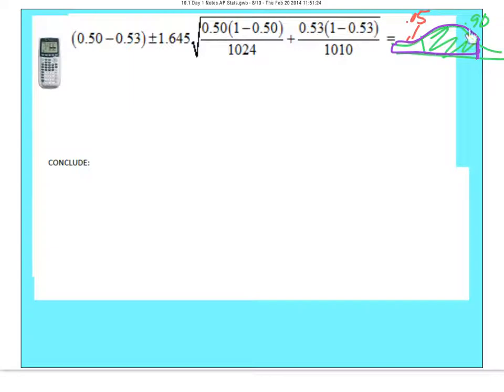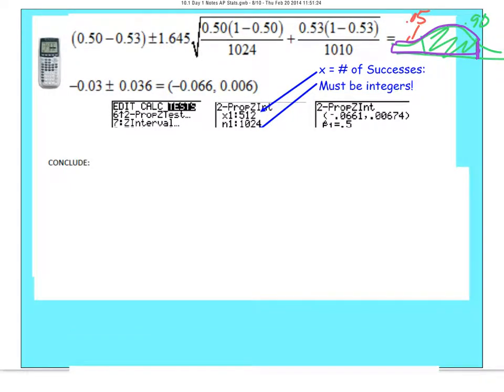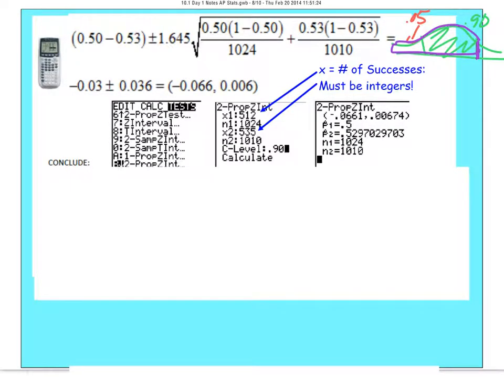So inverse norm at 95% with a mean of 0 and standard deviation of 1 gives us a critical value of 1.645. Now if we simplify this confidence interval, what we're going to see is we get the final confidence interval of negative 0.066 up to positive 0.006. Now personally, I am going to go to the calculator on this one instead, so let me show you the calculator keystrokes that you would follow.